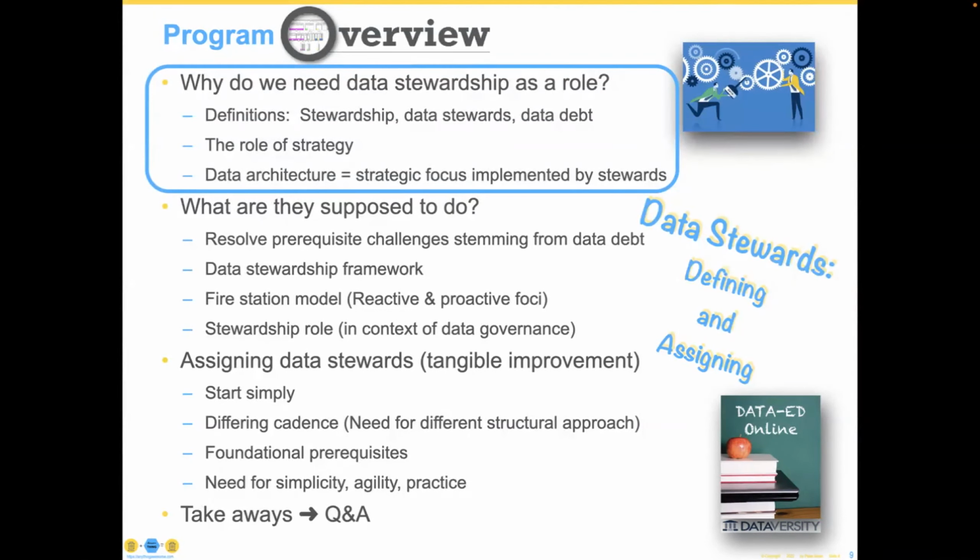What is it we need to do with data stewardship as a role? Well, first of all, we have to agree on what the definitions are. So I'm going to give you some definitions around that. We're going to talk about the role of strategy and why it's so important for stewards to be focused at a strategic level and why it's important for the strategy itself to be of actionable use. Then we'll talk about strategy as implemented through data architectures.